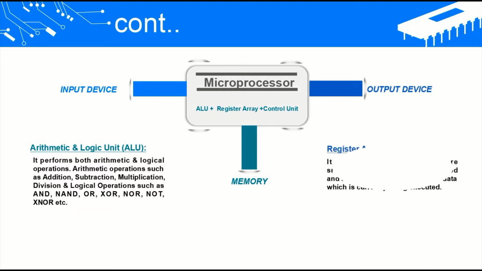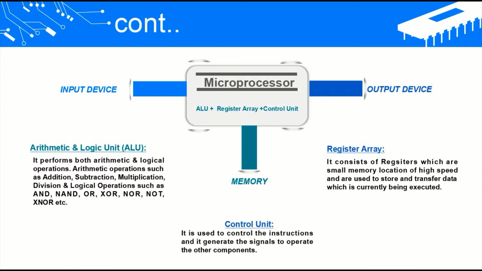Next, register array. Register array is a part of the microprocessor and consists of various registers like accumulator register, base register, and many more. It consists of registers which are small memory locations of high speed and are used to store and transfer data which is currently being executed.